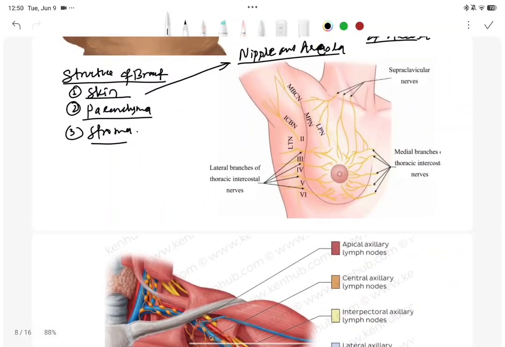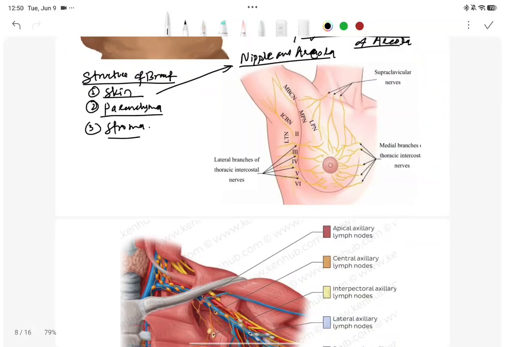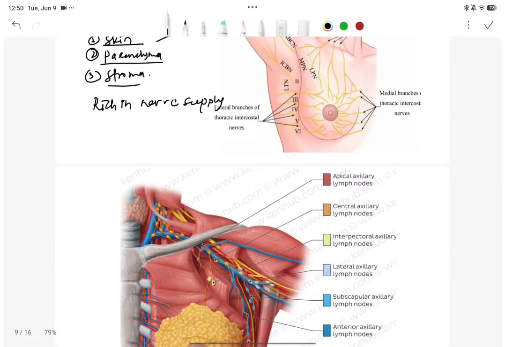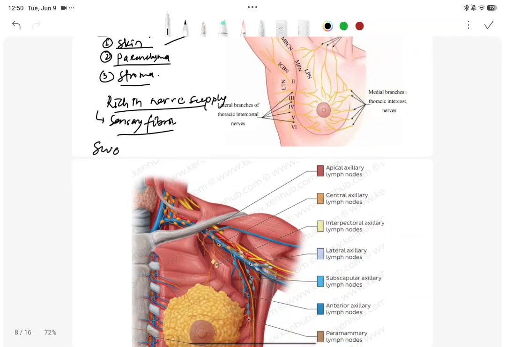The skin, especially in the areola or nipple, is rich in nerve supply. It has many sensory fibers, and has sweat and sebaceous glands.